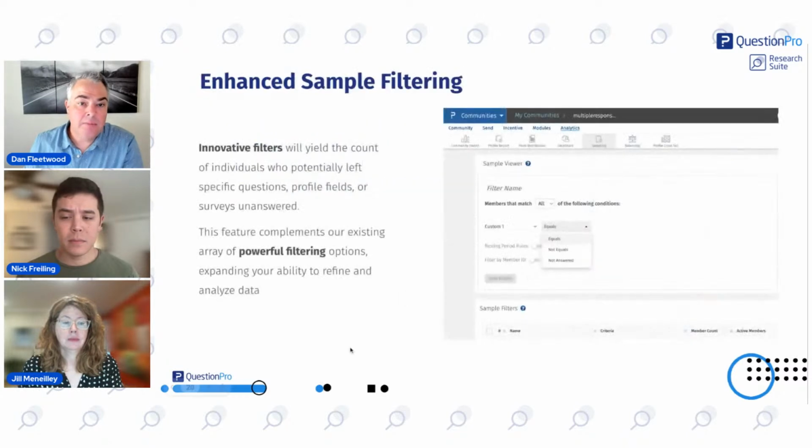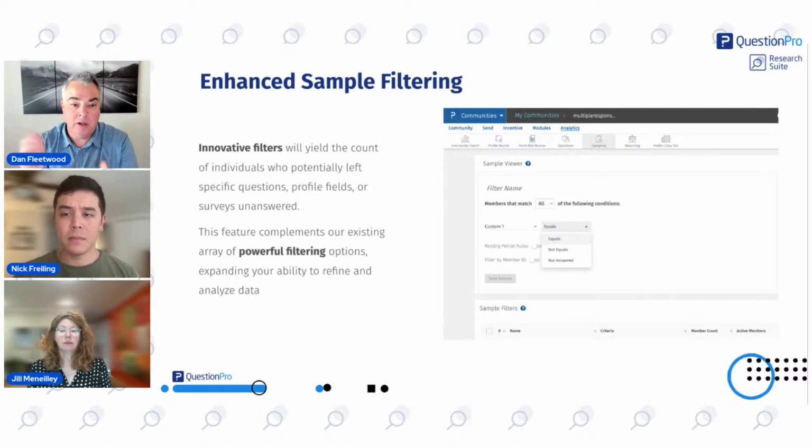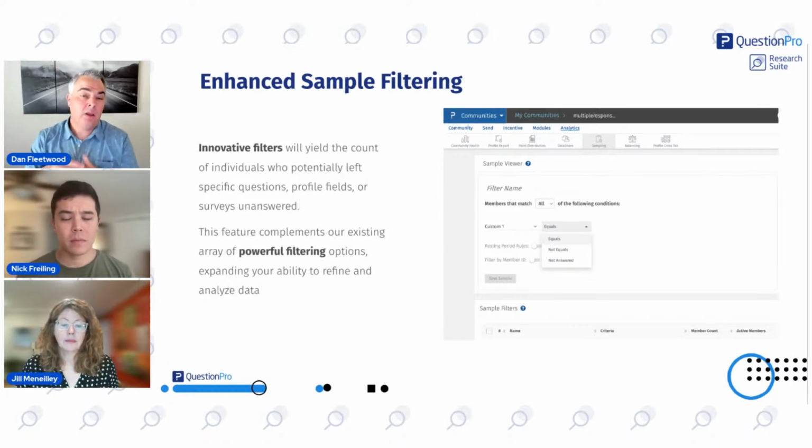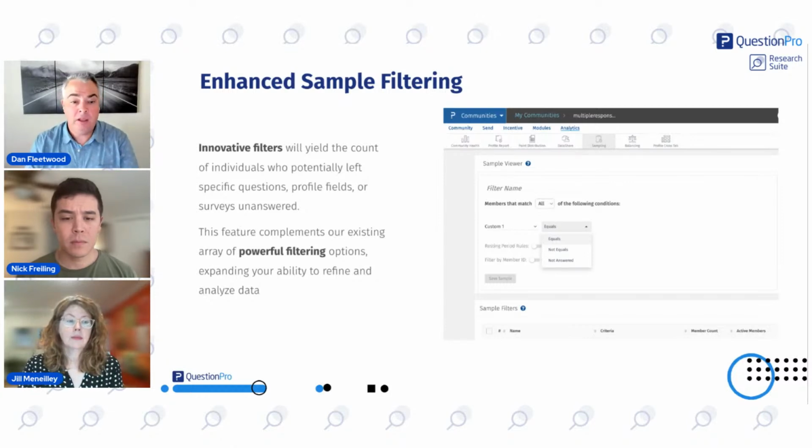So enhanced sample filtering, this is something where you can create different groups or segments within your communities, within your community. And we have equals, not equals, and essentially now we have the not answered. So anyone that hasn't answered either specific questions, profile fields, surveys, you can choose to include those in a group. And where this really helps out is to identify maybe people that need to complete profile fields or those that didn't answer in a certain way on a question, or that haven't answered a survey and you want to target those folks for maybe an additional survey or an alternative survey.